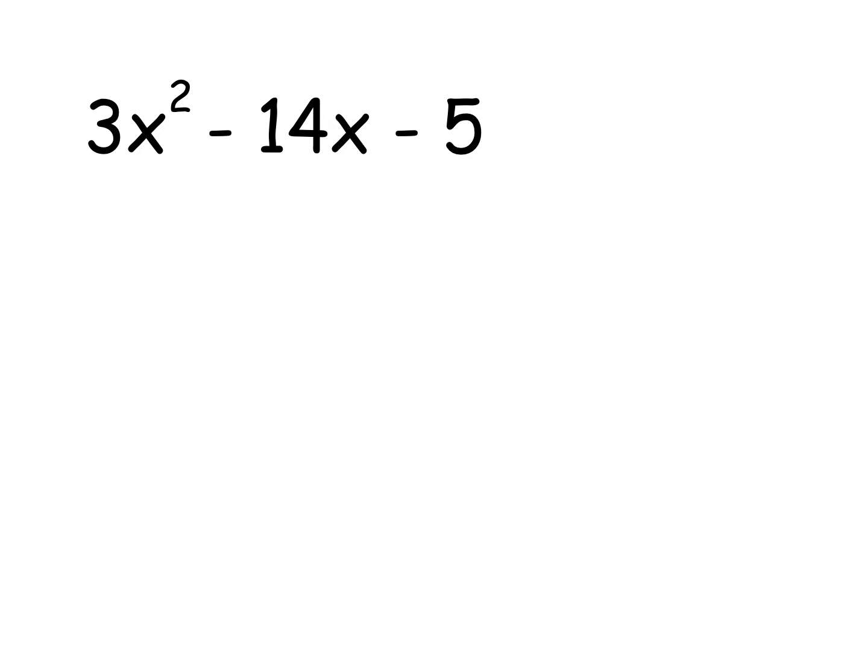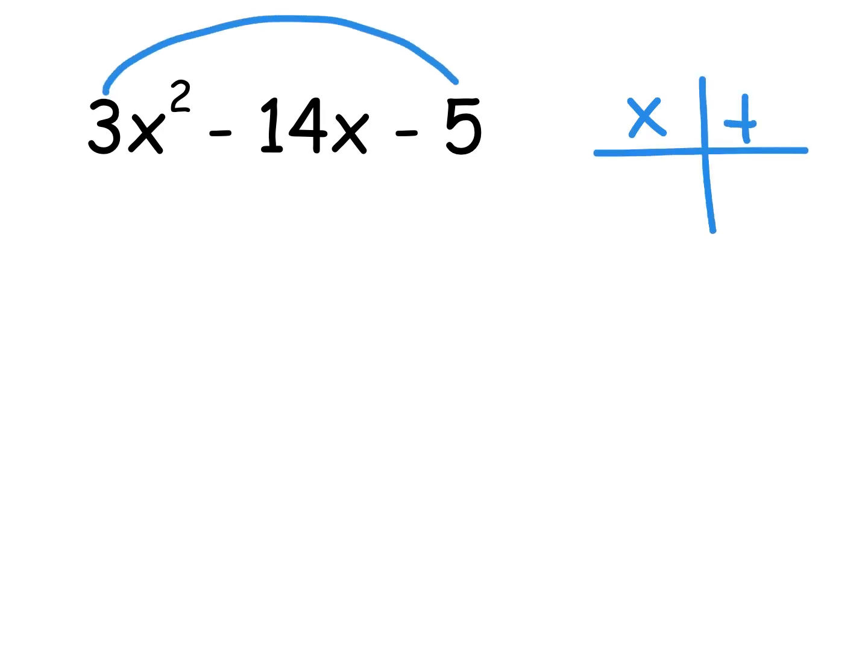Okay, so in this one, we have a 3x squared. So I'm going to go to the side and write down what we're looking for. We're looking for numbers that multiply to 3 times negative 5, so looking to multiply to minus 15, and add to the middle term, which is minus 14. I'm hoping you can spot that that's clearly some combination of 15 and 1.